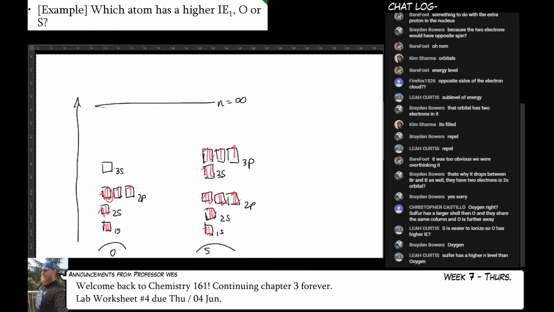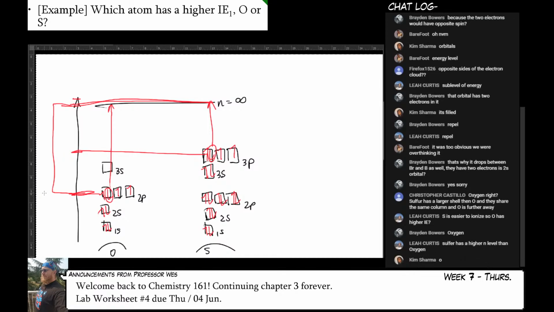Well, if I took an electron from oxygen, it'd be right there. If I took an electron from sulfur, it'd be right there. So who did I have to ionize with more energy? And the answer is oxygen. So there's oxygen's ionization energy, and it's bigger than sulfur's, because I had to lift the electron up more.